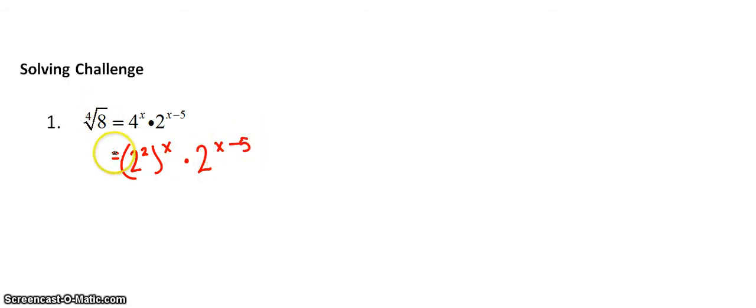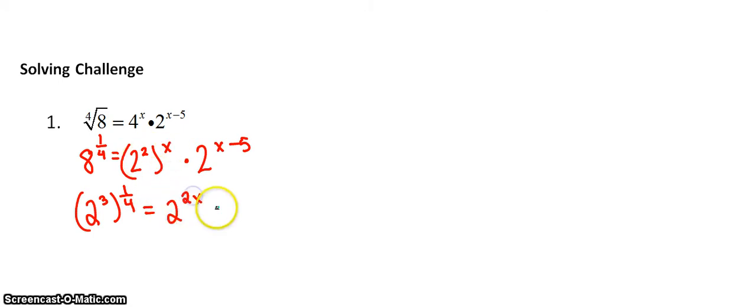But wait, this is an exponent. But let's think about what we learned. Can I write it as an exponent? We know the 4th root of 8 is the same as 8 to the 1/4. So now this looks a lot more exponential, and I can rewrite 8 as 2 to the 3rd to the 1/4. And then I can simplify this to be 2 to the 2x times 2 to the x minus 5.